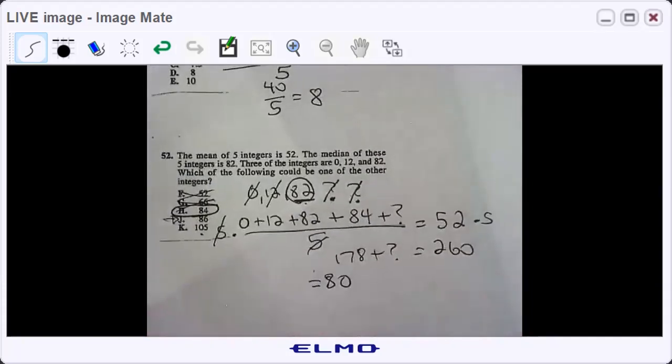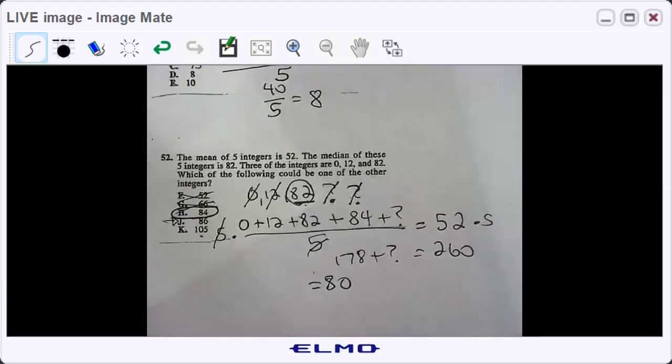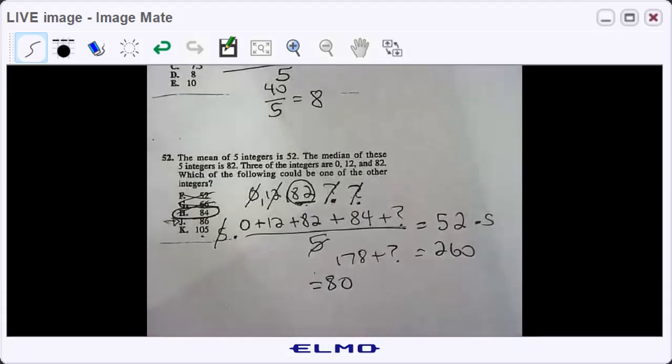Okay, so just a reminder about mean and median. And of course, if they ask you something about the range, you just take the data, order it from least to greatest, and then take the largest number and subtract it from the smallest number.